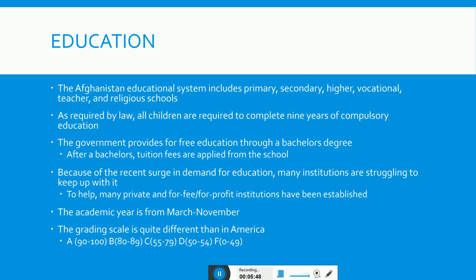And a quick little fun fact, the grading scale is a little different than in America. The typical A and B in America is the same there. But C is where you see the biggest difference. It's going to be 55% through 79%. And D, just a small margin, 50 to 54%. And then the whole entire bottom half is F.